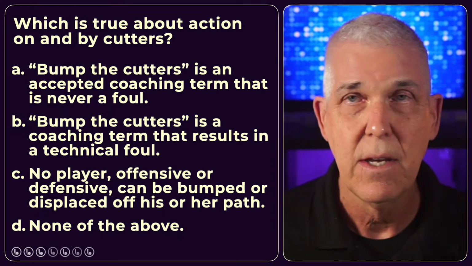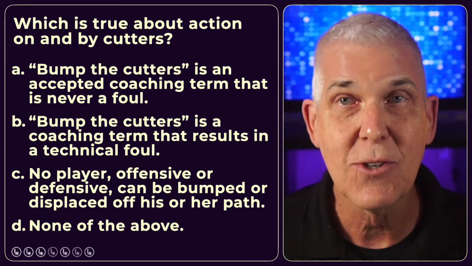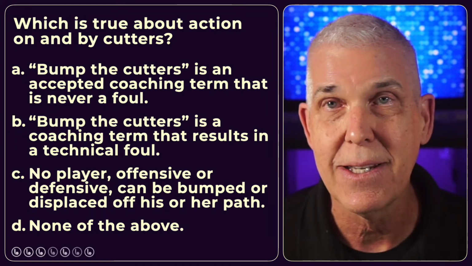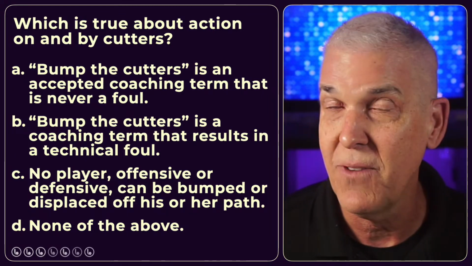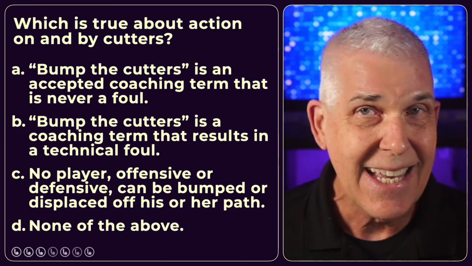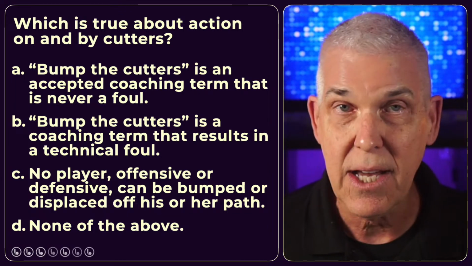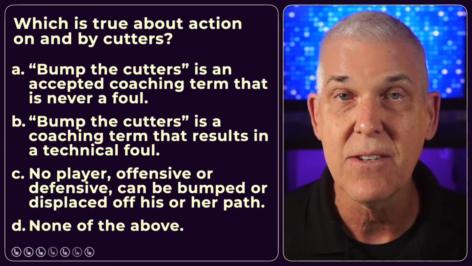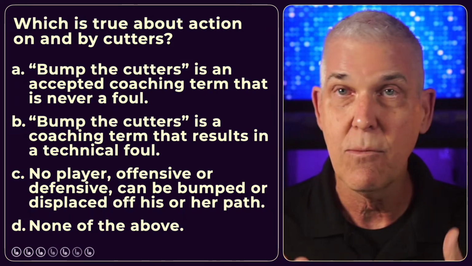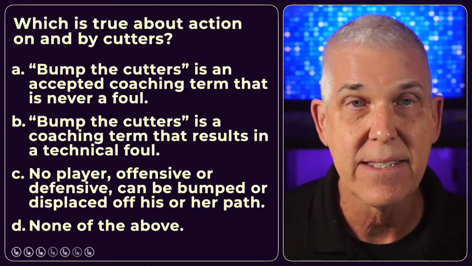a team running the offense, not allowing them to get where they want to be on the court. Of course, those players are entitled to get where they want to be, and unless a player has established legal guarding position that prevents that, any contact on players. So C is just great language for us to take with us at all times. No player, offensive or defensive, can be bumped or displaced off his or her path. That rises to the level of a foul, if in the official's judgment that is the case.